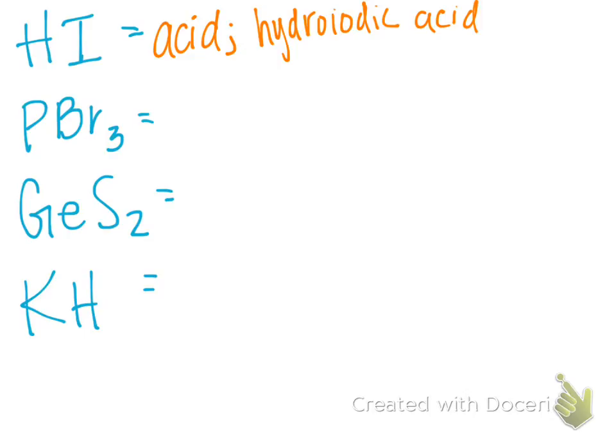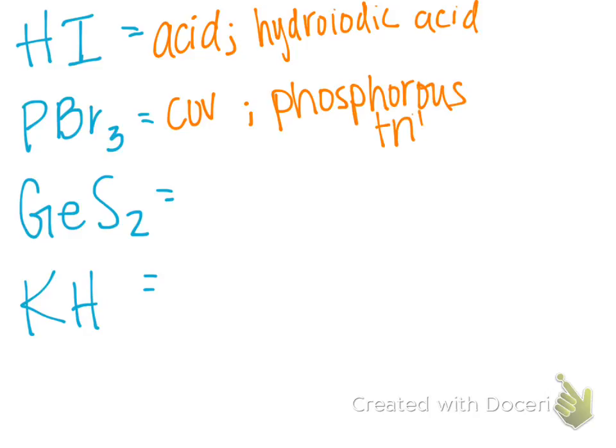This next one, PBr3, do we think it's ionic, covalent, or an acid? Covalent, good. Preston, what do you think? Phosphorus tribromide. Perfect. Because phosphorus and bromine are both on the right side of the periodic table, to the right of that stair step. They're both nonmetals. We don't give a prefix to that first element if there's only one of them, right? And we've only got one phosphorus atom.